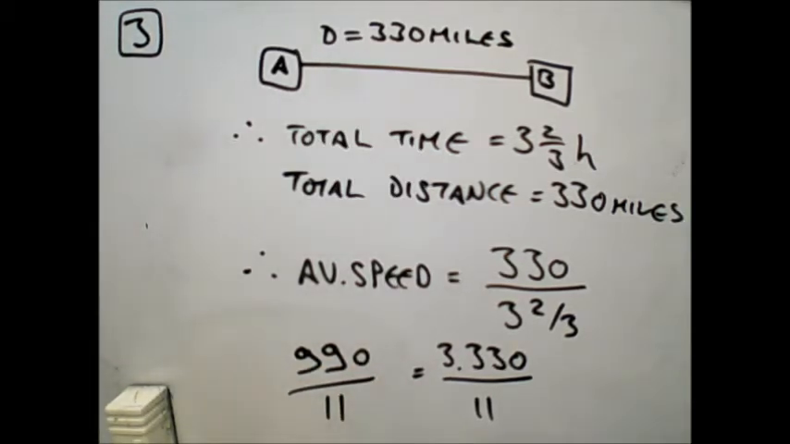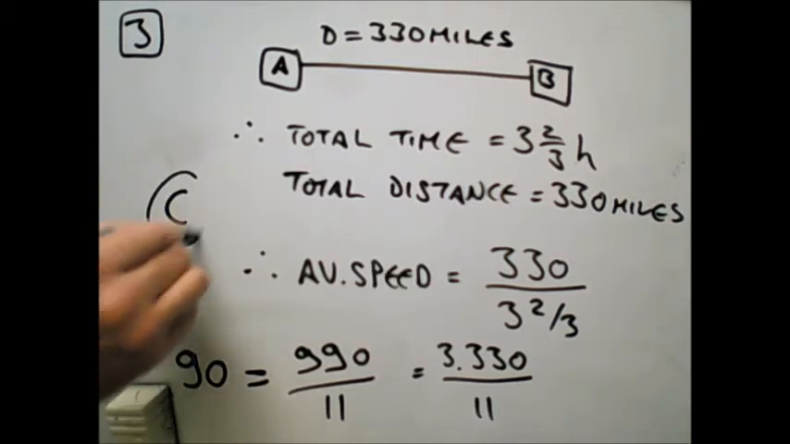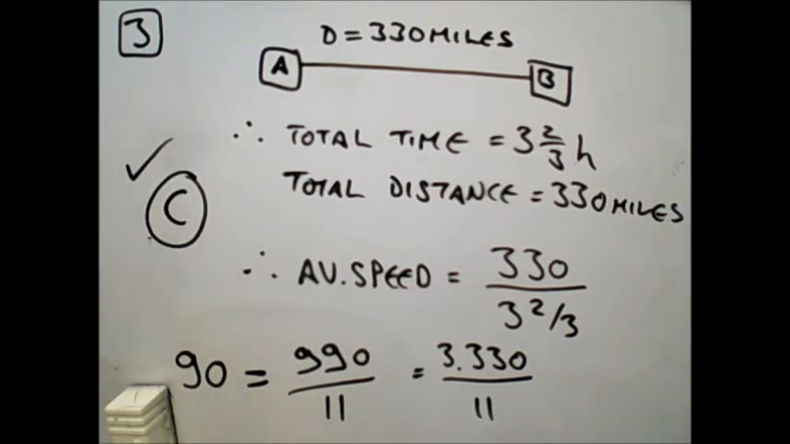So it's 990 divided by 11. Clearly 99 is divisible by 11 without a remainder, so it's evenly divisible. The result is 90, which, as we predicted, is just below 100. So the correct answer choice for this question is C.